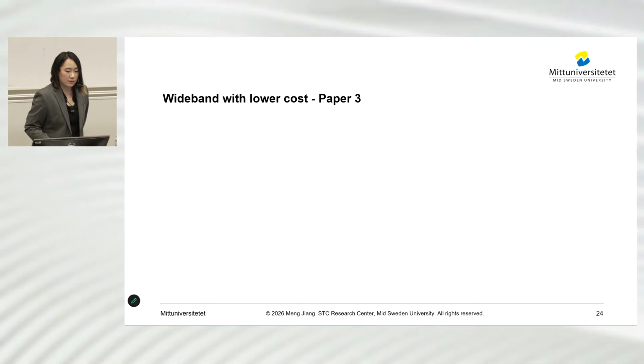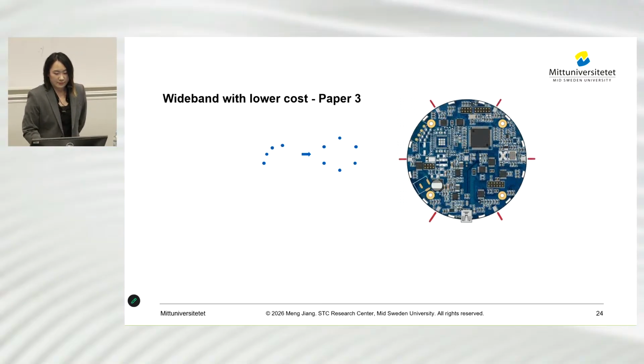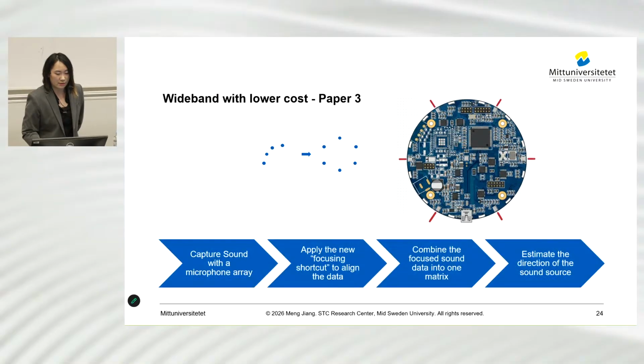So this is the idea of paper 3. Wideband has a lower computational cost. So in this one, we have increased the microphones to 6. I increased the microphone number to 6 to form a real circular array. And then the whole process, this is the illustration of the uniform circular array board that I have used. The process step is we capture the sound with a microphone array and then apply the beamforming.